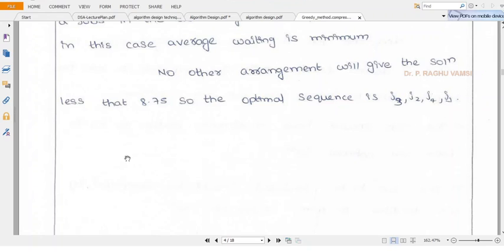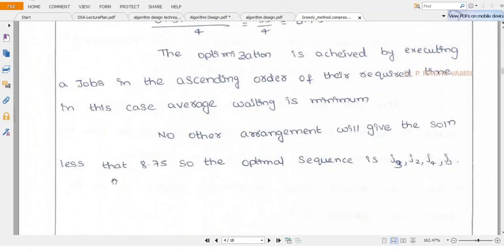So this is also called the job scheduling problem. This job scheduling problem is usually followed in the manufacturing sector: which job to be executed first, which job to be executed next, so that the average running time of the machine is minimum. This kind of job scheduling algorithm is used not only in production engineering or production management, but also in CPU scheduling. So this is also called a greedy algorithm.